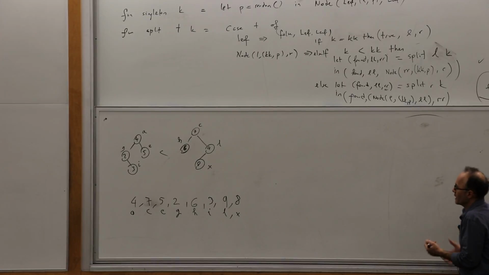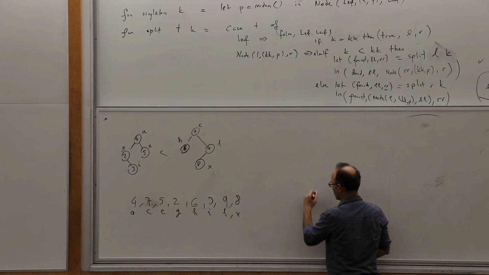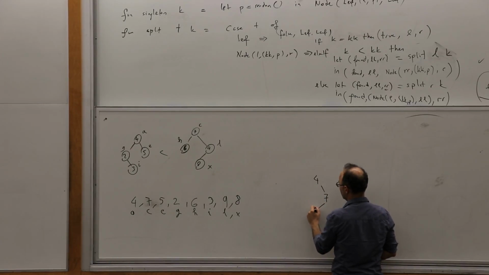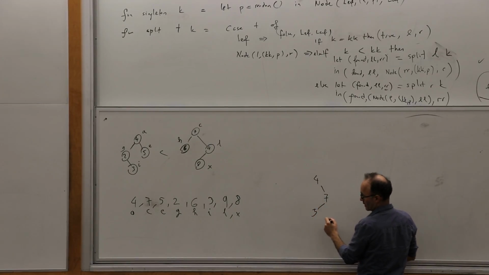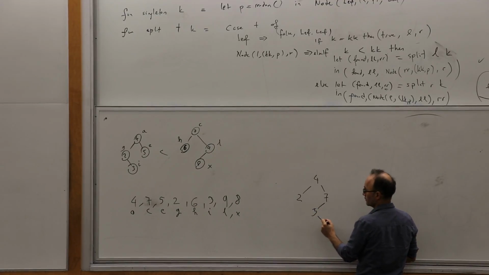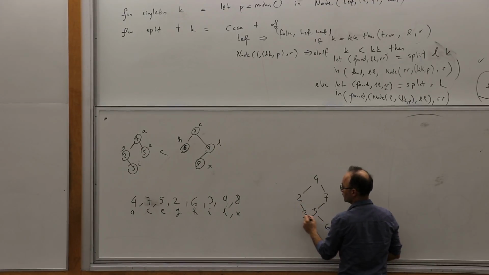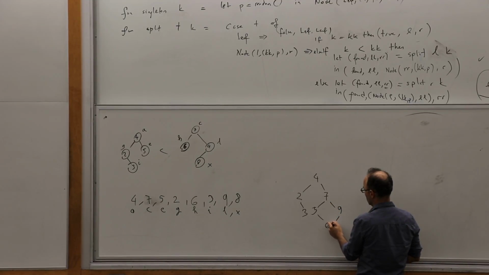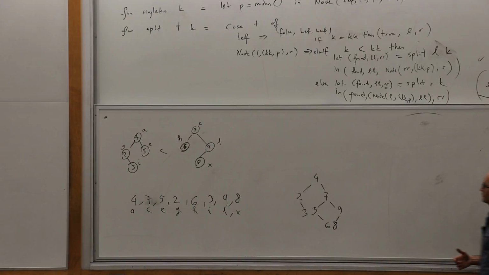So now the tree that we expect is basically inserting them in that order. So we expect 4, 7, 5, 2, 6, 3, 9, and 8. Okay, that's the tree that we expect.